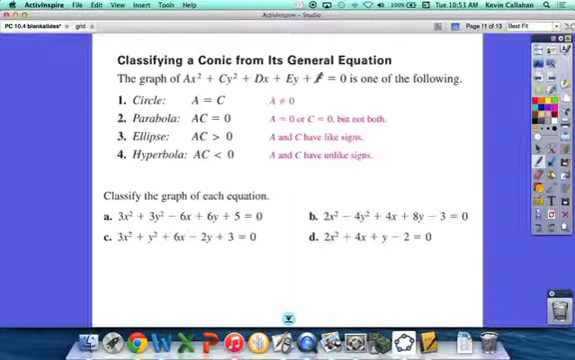For example, as we learned at the beginning, the circle has the A and C equal. The coefficient of the x squared and coefficient of the y squared are equal. Now, the parabola is the only one of the 4 that only has one squared term. The way they say it here is just using the coefficients of x squared and y squared. If you only have one, that means the other one is 0. So when you multiply them, you get 0.